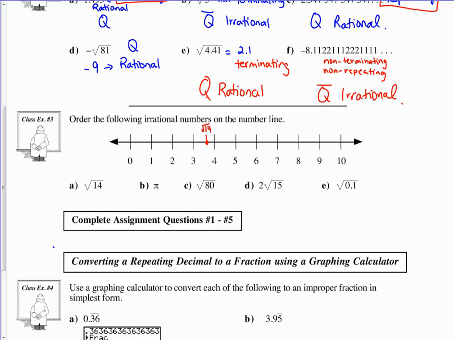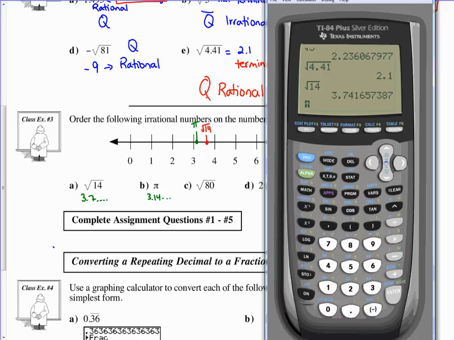Where does the next one go? Before root 14 or after it? Definitely before. It's 3.14. There's pi. This was 3.7-something. Root 80 is 8.94, so really close to number 9.